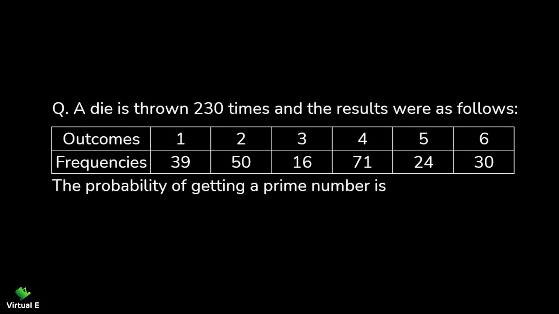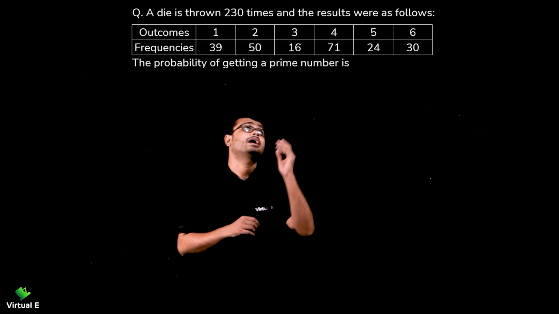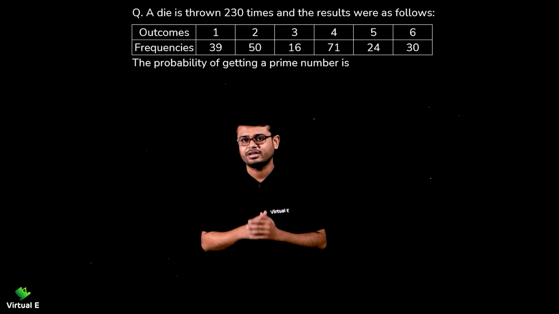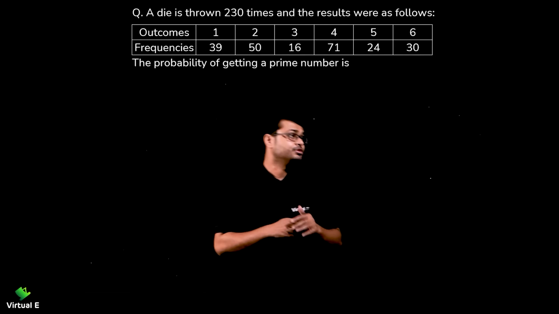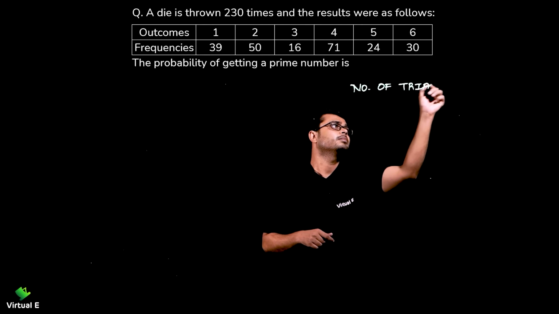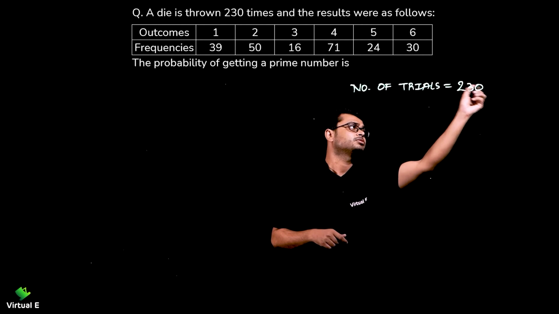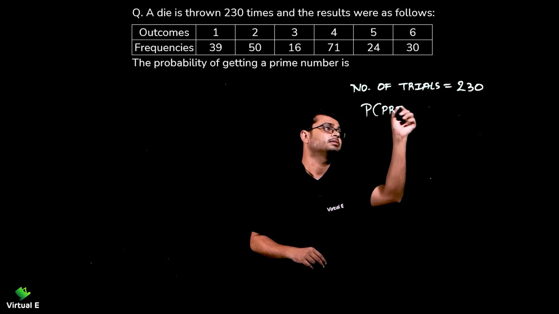A die is thrown 230 times and the results were as follows. Outcomes are 1, 2, 3, 4, 5, 6 and frequency is also given. We need to find the probability of getting a prime number. Previously we discussed getting the probability of only one single number. Either it could be 1, 2, 3, 4, 5 or 6, any of it. We discussed it for 5. So first of all, let's start with number of trials, that is 230. Now what we need to do? We need to find the probability of getting a prime number.